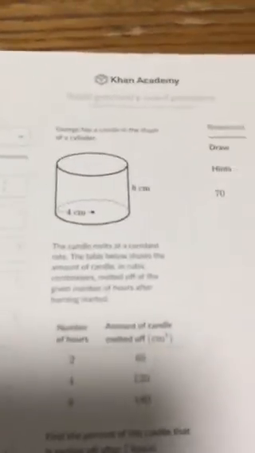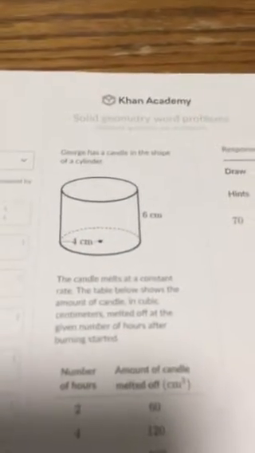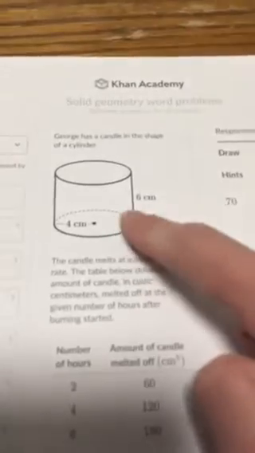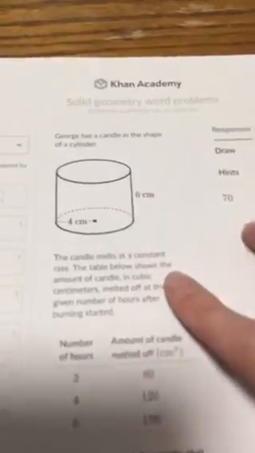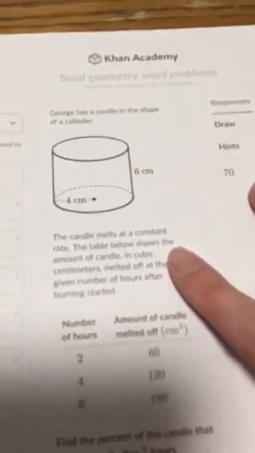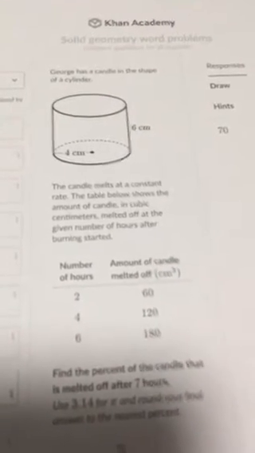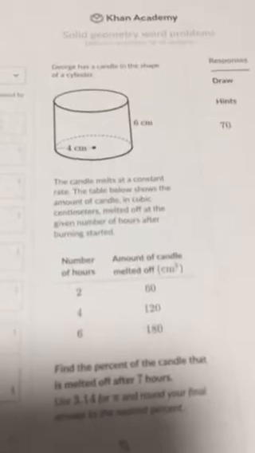And then the one that I'm actually going to do for you guys is this one. This one's a little bit more difficult. It says that George has a candle in the shape of a cylinder, and they show you this image of the candle here. The candle melts at a constant rate. The table below shows the amount of candle in cubic centimeters melted off at the given number of hours after the burning started.